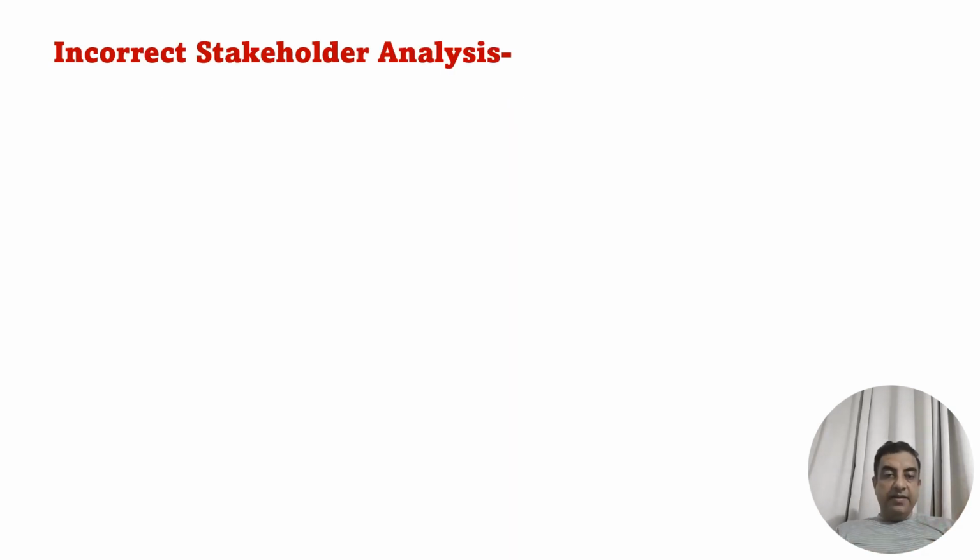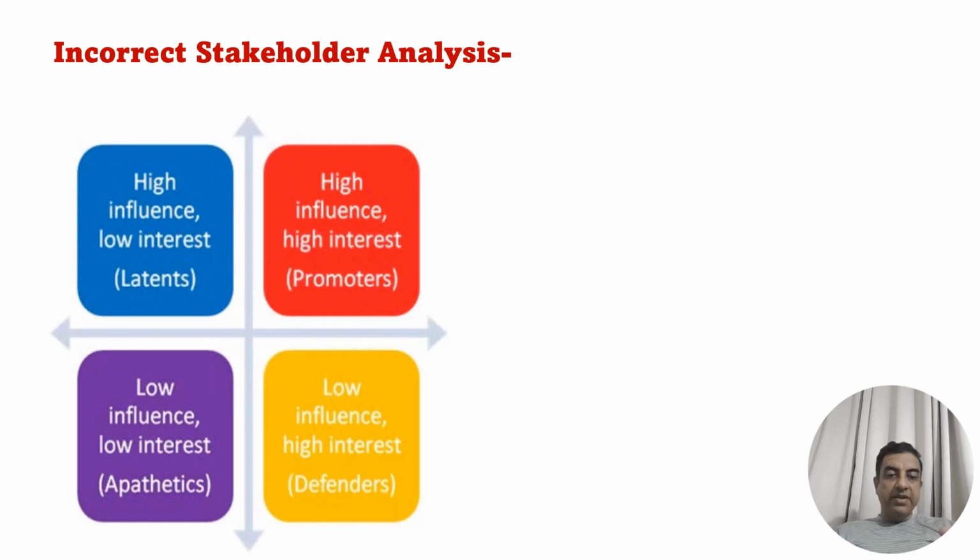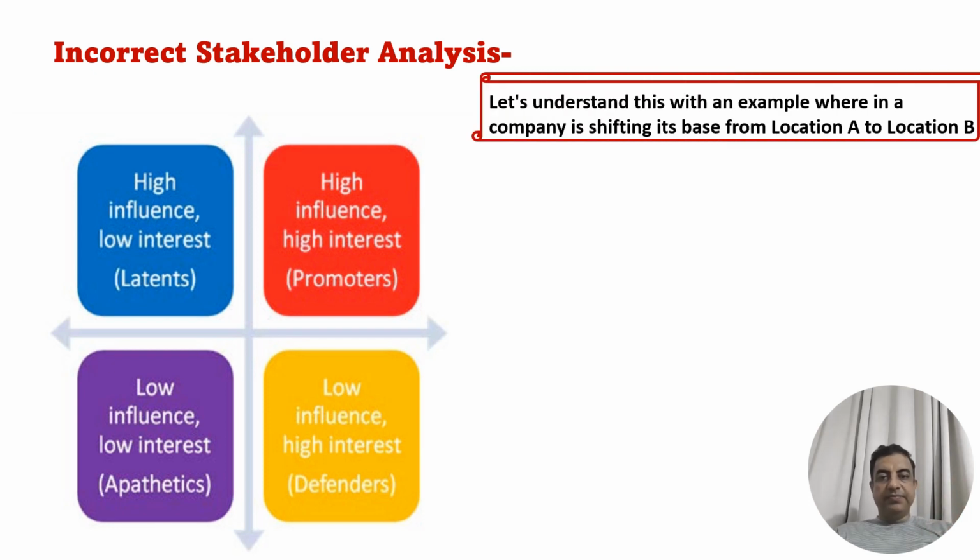Incorrect stakeholder analysis. You can divide your stakeholders into these 4 quadrants. One is high on influence and low on interest. They are called latents. The second one is high on influence and high on interest. They are called your promoters. The third is low on influence and low on interest. They are called apathetics. And the fourth one is low on influence and high on interest. They are called defenders. Let us understand a little more about these stakeholders.